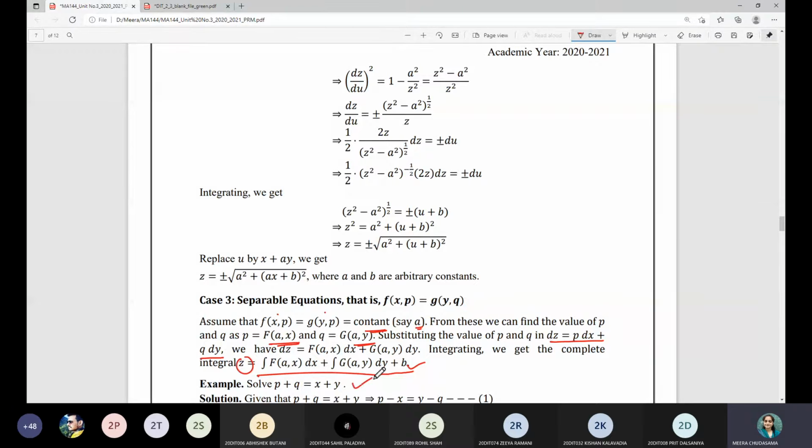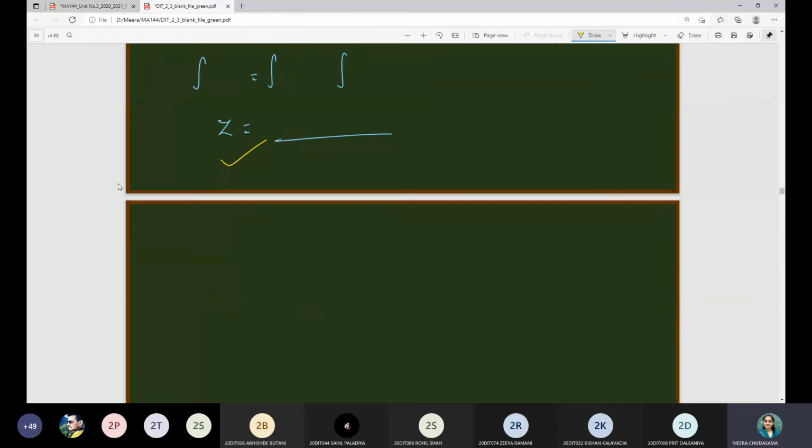Okay, so let us see this via one example. We are asked to solve p plus q equal to x plus y. You can see that this expression contains only two independent variables and p and q. So this falls under case 3, and therefore we have to separate it first, then proceed as I have described. Example: solve p plus q equal to x plus y. Suppose I give this as equation number 1.